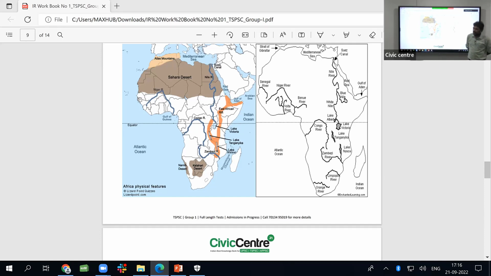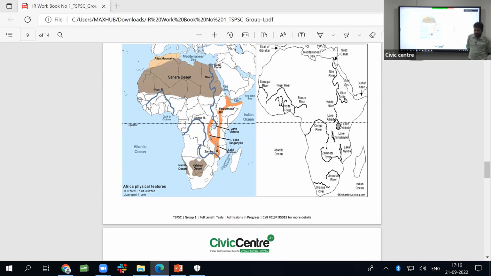Look at the Orange River. Yes, it empties into which ocean? Yes. What about Zambezi and Limpopo? Indian Ocean. One river is flowing towards the west, and the two rivers are flowing towards the eastern side. These are the rivers. Next, lakes.